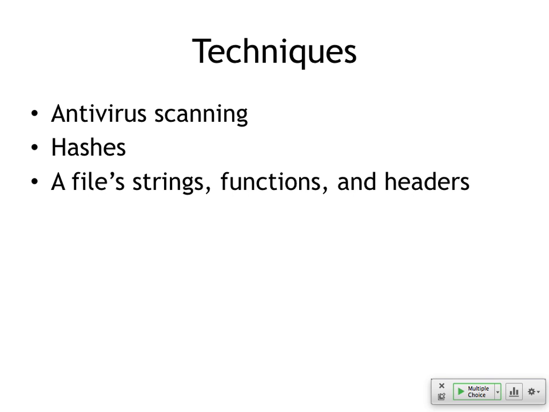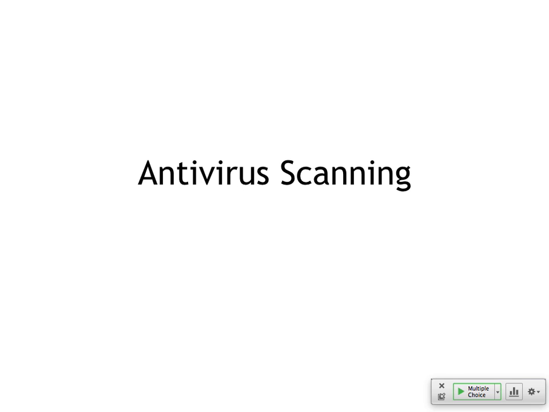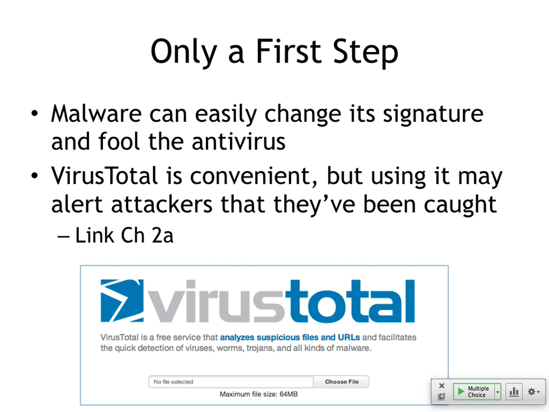And then you can look at strings, functions, and headers of a file, which is not as difficult as really reading the assembly code. It's looking for things you can get easily. So antivirus scanning, this is only a first step because it's very easy to change the signature. Mutating code is very easy, and getting past antivirus is very easy. So VirusTotal is a simple way to do it, but that's only going to work if your attacker is very lame and they're actually using identical binaries on many systems, and that's a pretty weak attack.